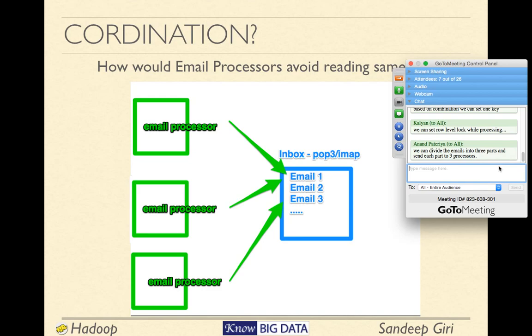Okay, so Anand says that we can divide the email into three parts and send each part to three processors. Okay, so first, when we are dividing the email into three parts, we are anyway doing the processing. So the purpose of multiple processors is anyway lost. Second, the kind of processing we are talking about is one email per processor. Okay, but the idea is good. I appreciate that.